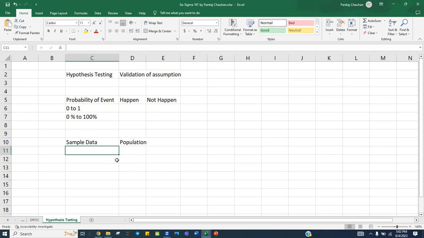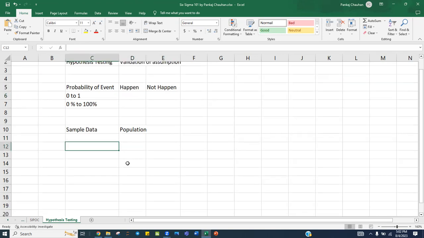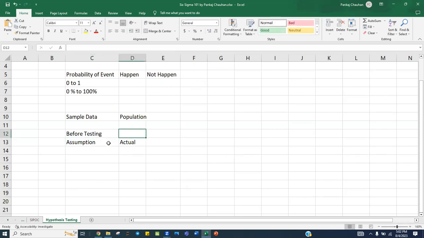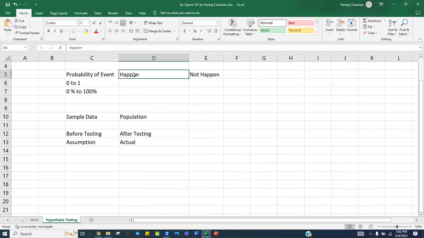So there are two types of hypothesis. When we say probability, it will depend on two things. One, you have the assumption, and then you have the actual results based on the sample data. The assumption you make before testing the sample data, and the actual result you get after testing the sample data, right? So there are two probabilities: either it will meet the requirement or it will not meet the requirement, and the chances for both lie from 0 to 100%.